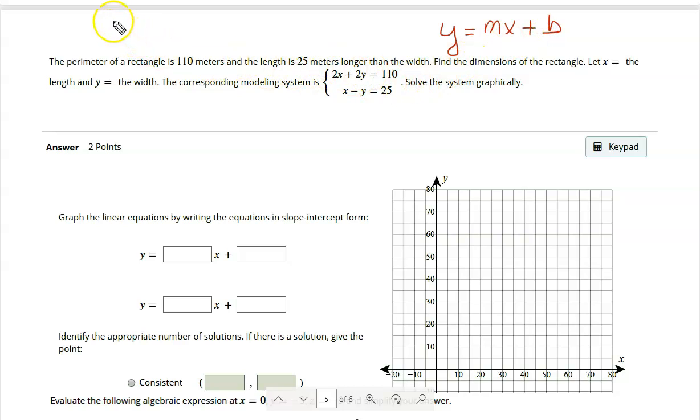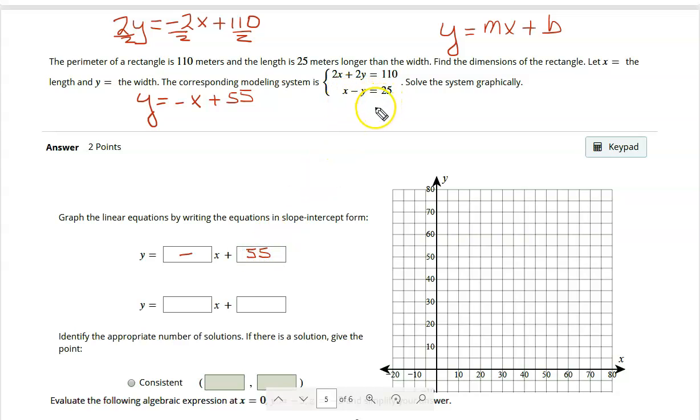So if we do this first one, we get 2y. I'm going to transpose the 2x to the other side. The 2x becomes a negative 2x plus 110. Divide everything by 2. And we get then, let's write it right down here. Well, y equals a negative x plus 55. So there's our first equation in slope-intercept that I'm going to put here. Now, in a sense, this is a negative 1x. Don't put the 1 in, just leave it like that. And then this is plus 55.